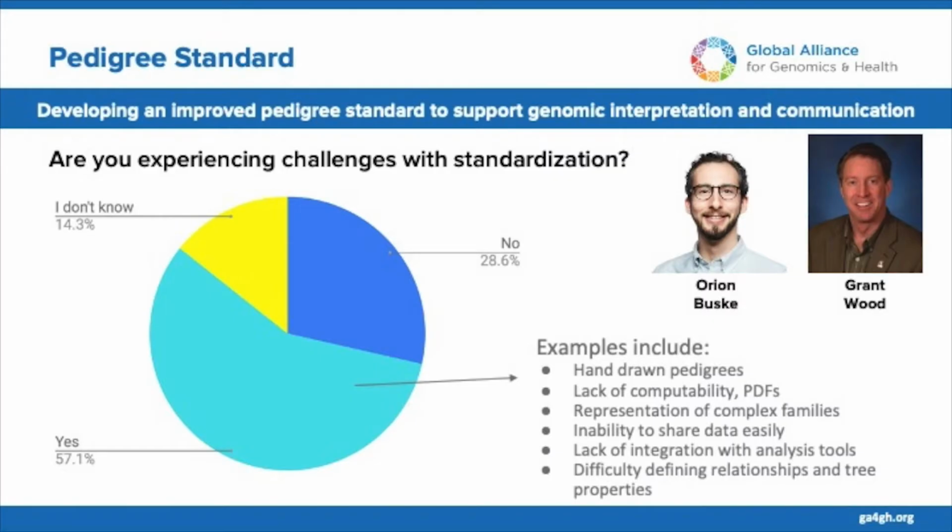Earlier in the year, we conducted a survey across driver projects and other interested groups on their uses and challenges of pedigree and family health history information. Shown here is the key takeaway, which is a lot of groups are having challenges with pedigree standardisation. This includes hand-drawn and non-computable pedigrees, inability to represent complex families, and of course a lack of integration with analysis tools.